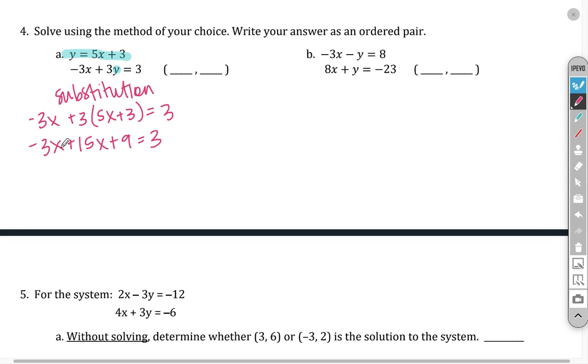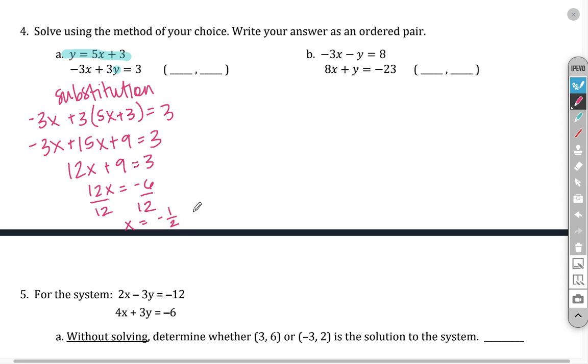Right? I'm going to combine this negative 3x and this 15x to get 12x. Then I want to subtract 9 to move 9 to the other side. So 3 minus 9 is going to give me negative 6. And then I'm going to divide by 12 to get x alone. So x equals negative 6 divided by 12 is going to stay negative because it's a negative divided by a positive, and it can't be completely divided, but it can be reduced to negative 1/2.